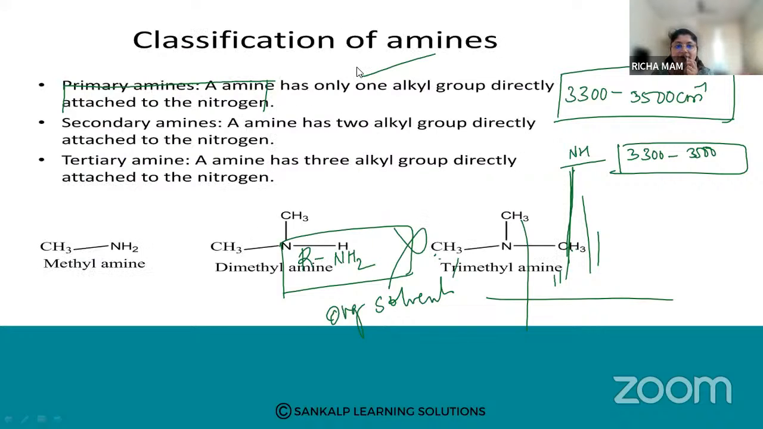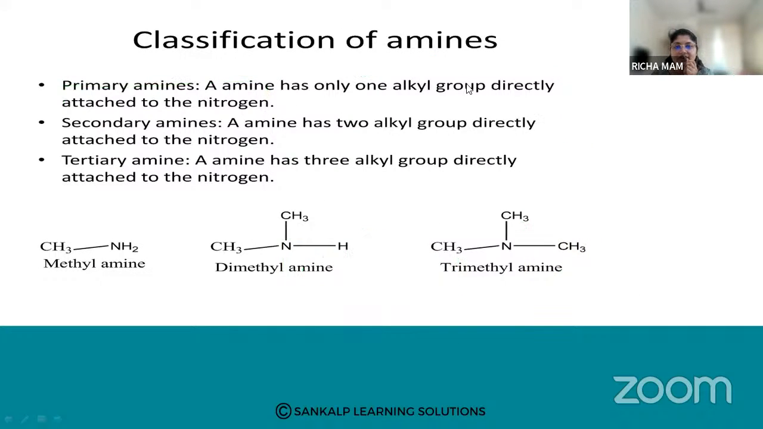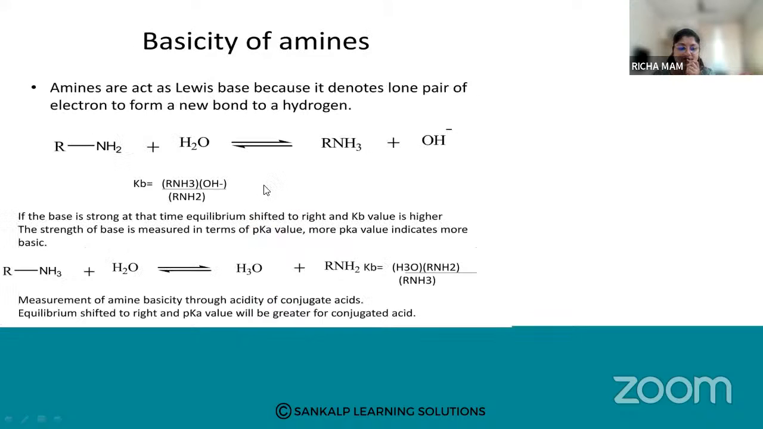Then we have seen the classification of amines. If one alkyl group is attached, then primary. If two alkyl groups are attached, secondary. If three, then tertiary. Likewise, if one aryl group is attached, primary aromatic amine. If two are attached, secondary aromatic amine, and if three are attached, then it is a tertiary aromatic amine.